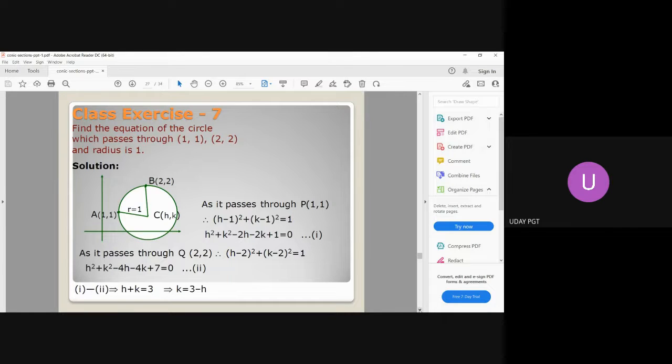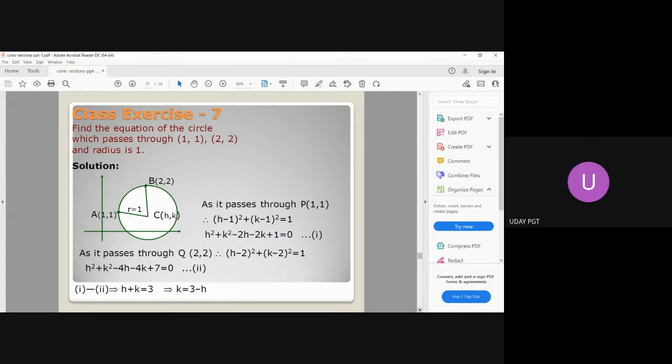Another problem: find the equation of the circle passing through the 2 points, and the radius is 1. The radius and the 2 points are given to you. Consider the center of the circle as h comma k. As it passes through the point 1 comma 1, the equation we get is x minus h whole square plus y minus k whole square is equal to 1, because the radius given is 1.